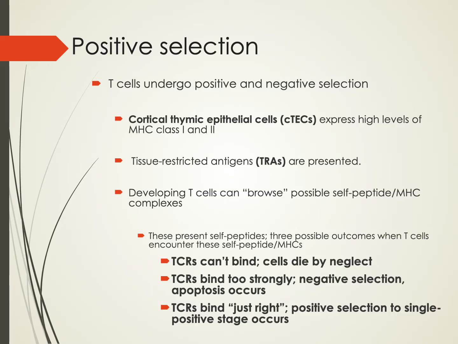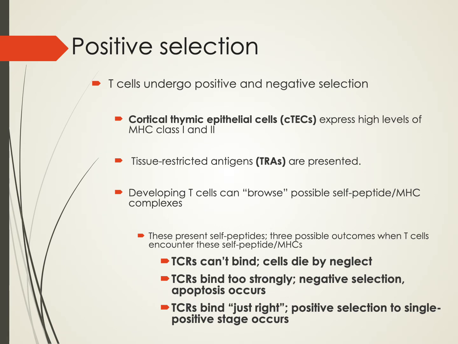It's the cortical epithelial cells that are responsible for this process. So again, keep in mind they're towards the outside of the thymus, and they're going to express MHC class 1 and class 2. And so they present tissue-restricted antigens, or TRAs. These are proteins that are only going to be expressed in the thymus for this purpose, if you will. So it's not self-antigens in the sense of antigens that would be produced outside of the thymus. And this is a very unique function, right?